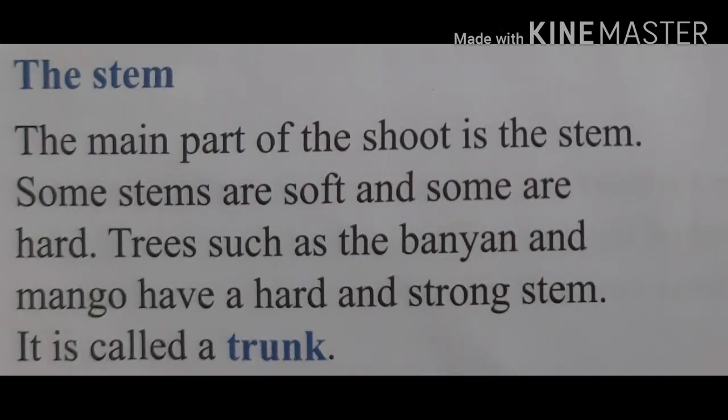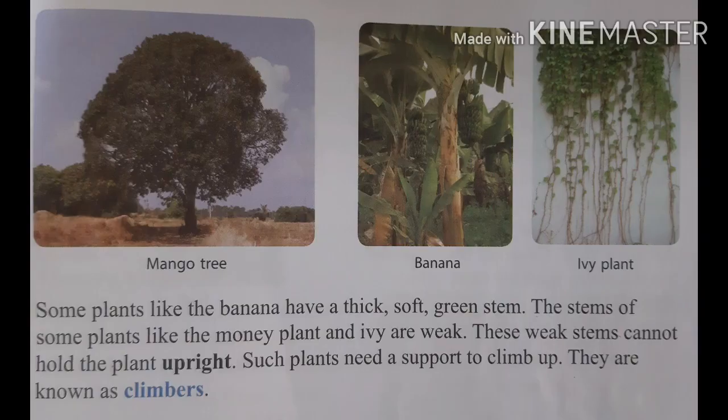The main part of the shoot is the stem. Some stems are soft and some are hard. Trees such as the banyan and mango have a hard and strong stem. It is called a trunk. Some plants like the banana have a thick, soft green stem. The stems of some plants like the money plant and ivy are weak. These weak stems cannot hold the plant upright. Such plants need a support to climb up. They are known as climbers.